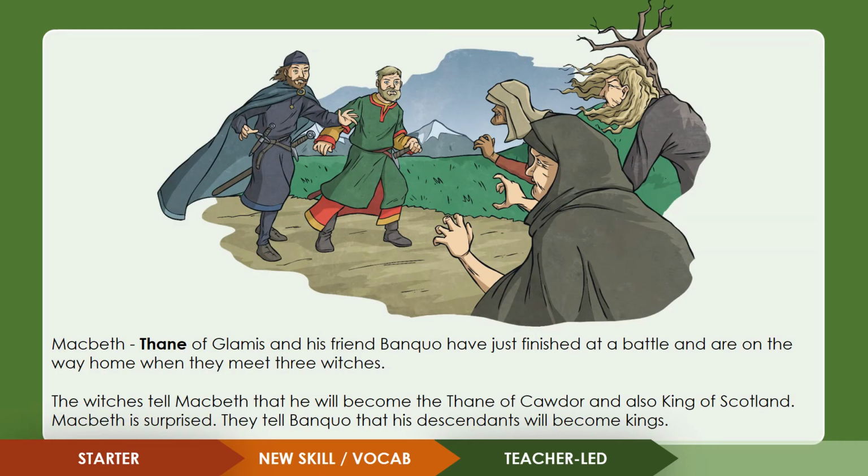So let's start, guys. Macbeth, the Thane of Glamis, and Thane is a lord, and his best friend Banquo have just finished a battle and are on their way home when they meet 3 witches. The witches tell Macbeth that he will become Thane of Cawdor and also the King of Scotland. As you can imagine, Macbeth is surprised by this, and they tell Banquo that his descendants will become kings.